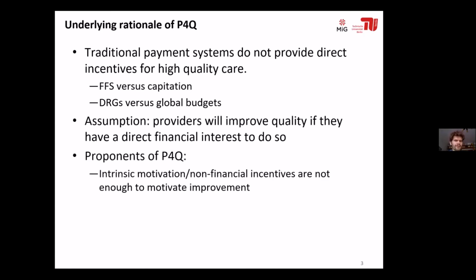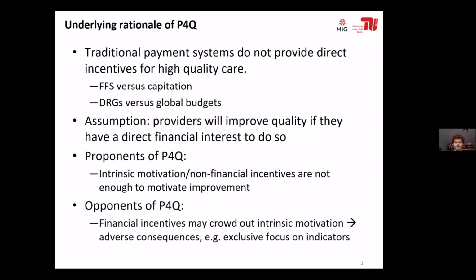And pay for quality is a relatively controversial strategy, because it is related to direct financial incentives. The proponents of pay for quality say that the intrinsic motivation and the non-financial incentives are not enough to motivate improvement of quality, whereas opponents of pay for quality programs say that the financial incentives may in fact crowd out the intrinsic motivation of providers and lead to adverse consequences like an exclusive focus on the measured indicators and ignoring other important aspects of quality of care, or other aspects of care that are important in order to improve the quality, but that are not directly measured or more difficult to measure, and therefore not included in pay for quality programs.